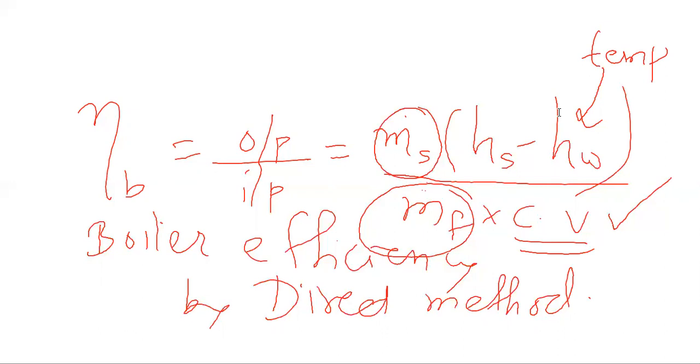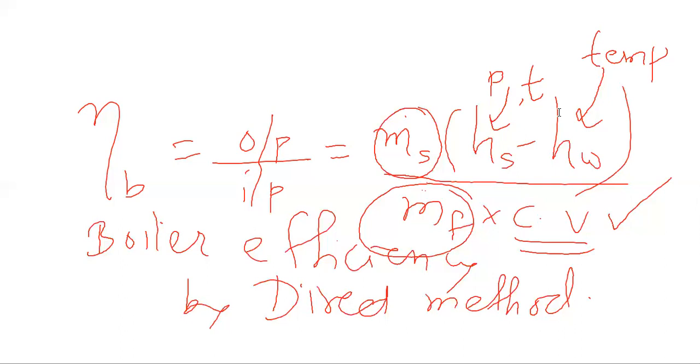And what else you would require is to note down the boiler pressure as well as the temperature of the steam which is generated. If you note down the boiler pressure and the temperature of the steam generated by the boiler, then you can find the enthalpy of the steam from the steam tables. So it becomes very easy now that if you want to determine the boiler efficiency by direct method, your job becomes pretty simple.